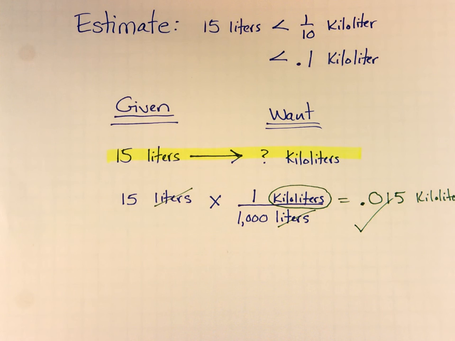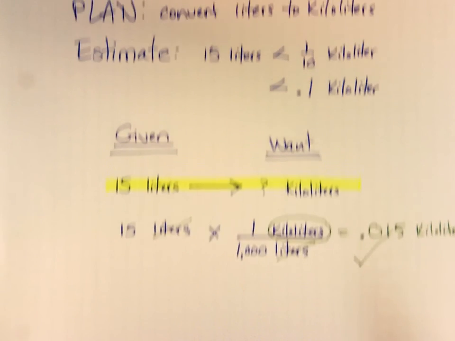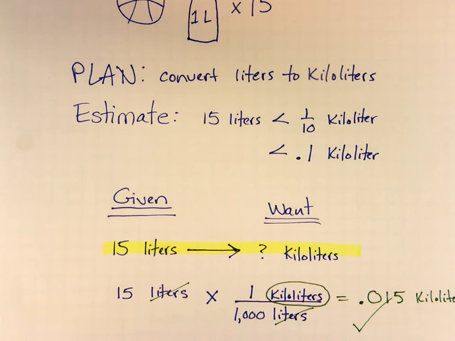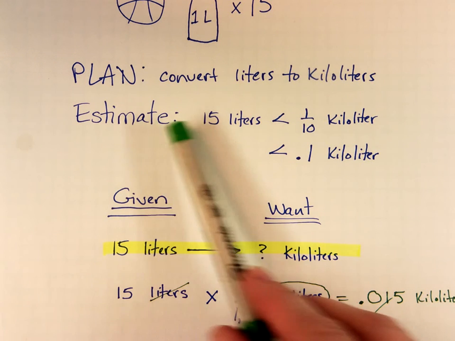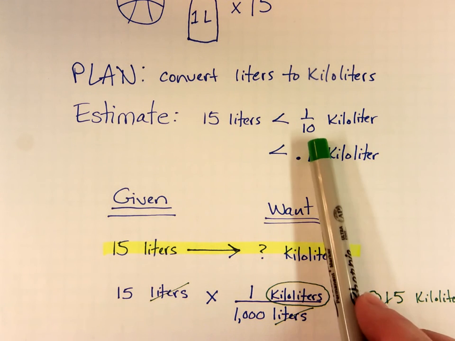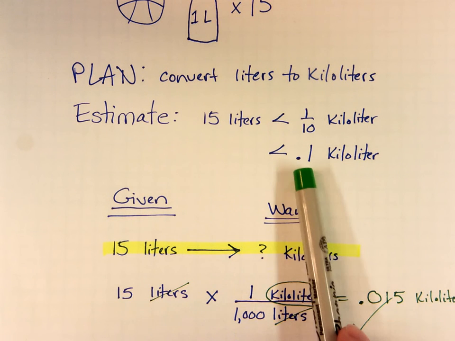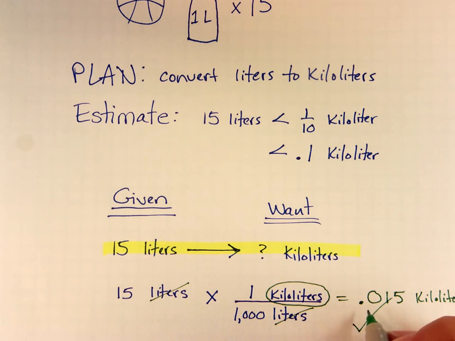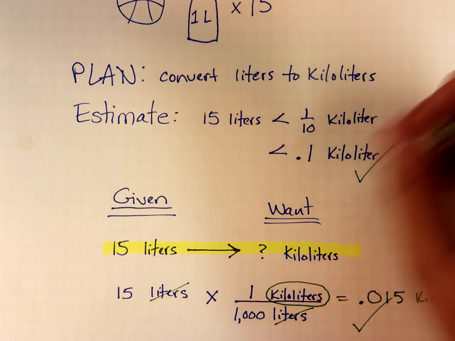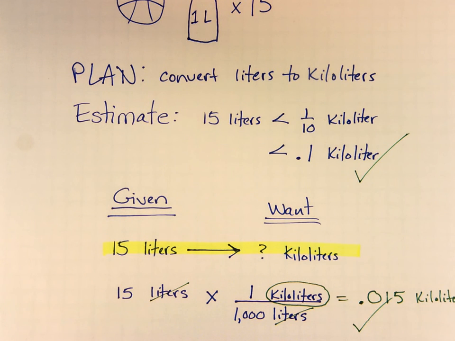Now let's go back to the estimate. Estimate was a little tricky for this problem. My estimate says that 15 liters was going to be much less than 1/10 of a hot tub, or 1/10 of a kiloliter. I said it would be even less than 0.1. And look at our answer here. Our answer is quite a bit smaller than 0.1 because it has an extra 0 in there. So the estimate turns out to be correct as well. That's your answer. 15 liters is equal to 0.015 kiloliters.